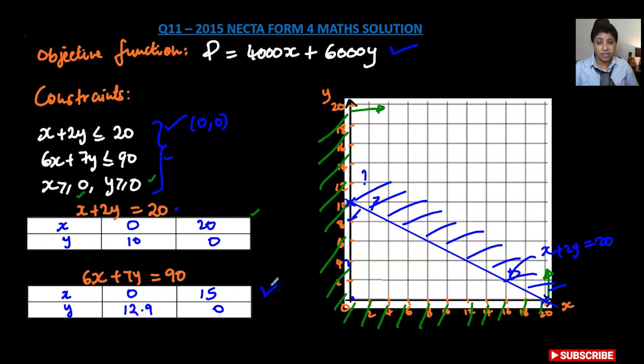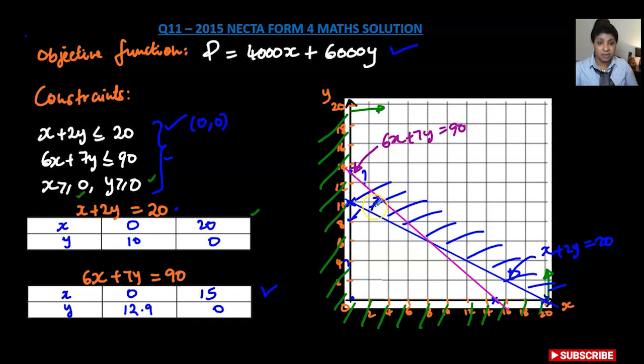Okay, and now for this line, when x is 0, y is 12.9. So 12.9 roughly would be around here, and then when y is 0, x is 15, so it's right there somewhere. And now we pick a color and draw a nice line. 12.9 is somewhere around here, almost halfway there, because it's almost 13. So that's a line, and now I'm going to label this line. That line is 6x plus 7y equals 90.